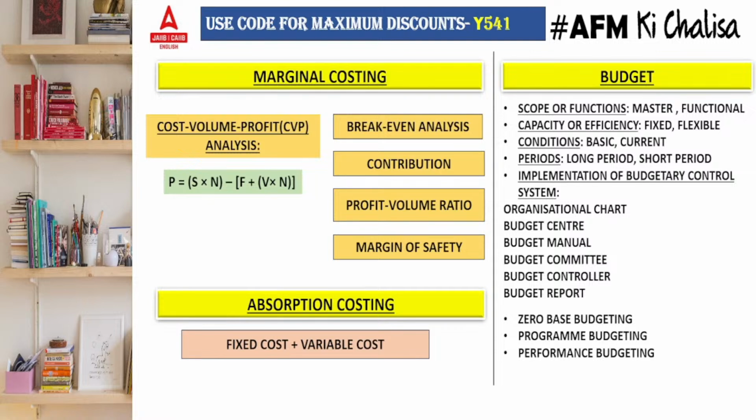Then marginal costing is your variable costing. The other name of marginal costing is variable costing, which talks about this area. First is cost, volume, profit, CVP analysis. It says, first of all, write your sales. From sales, remove exclusively your variable cost. You will get your contribution. From your contribution, remove exclusively your fixed cost. This is your profit of your business.